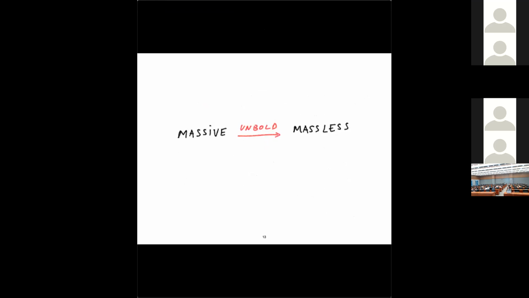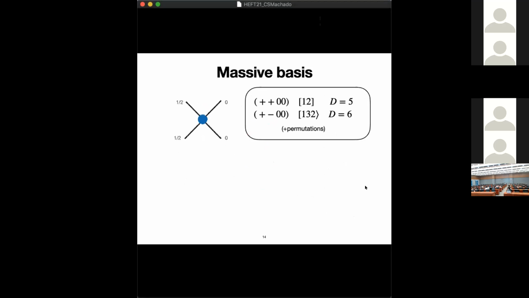Now, I told you that to go from massive to massless, we can simply unbold the spinors. And I told you that we have a procedure to build the massless contact terms. So the natural question is, can we now just bold what we already found? It doesn't seem like a bad idea. So let's try. Let's build a contact term for 2 fermions and 2 scalars.